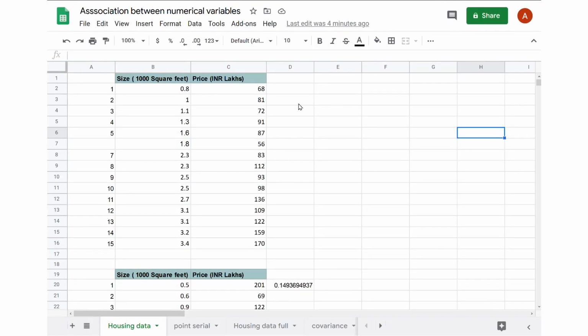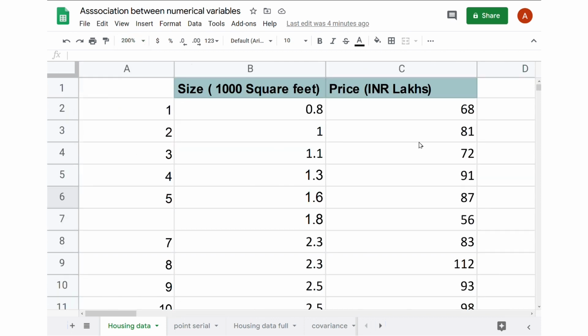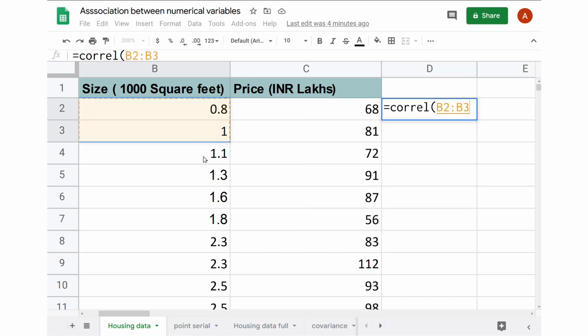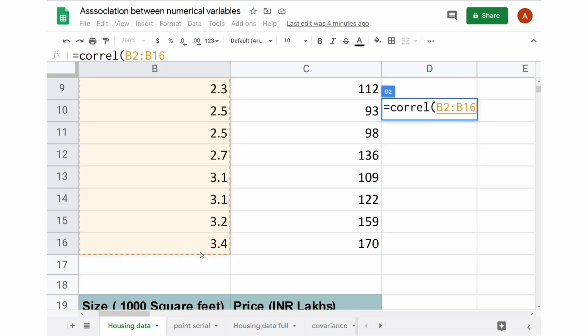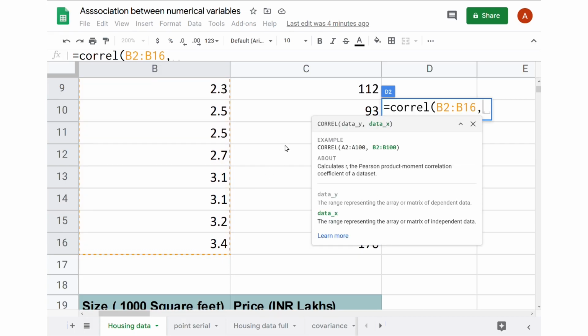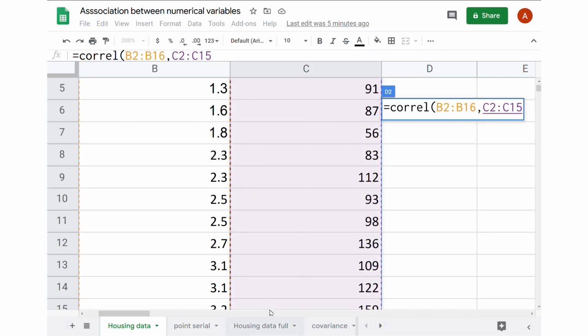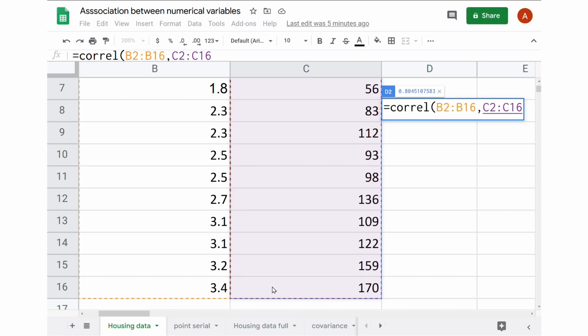To use Google Sheets, first we go to any cell. What it asks for is data y and data x. I need to specify my first data, which is my x data, size in this case, and my second data, which is my price, from C2 to C16. The CORREL function returns what is called the correlation coefficient, or the Pearson correlation coefficient, between the two variables.